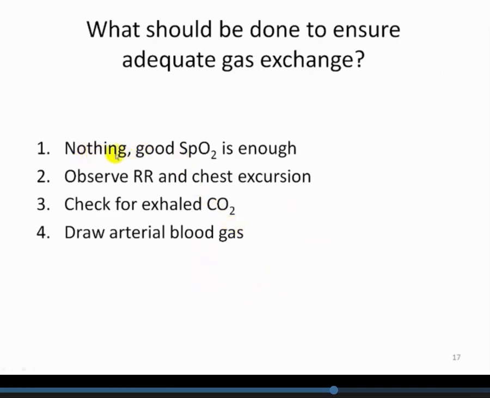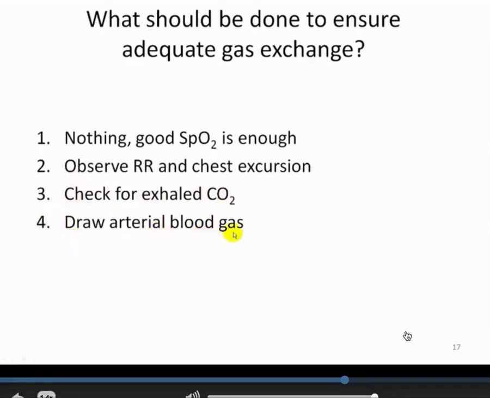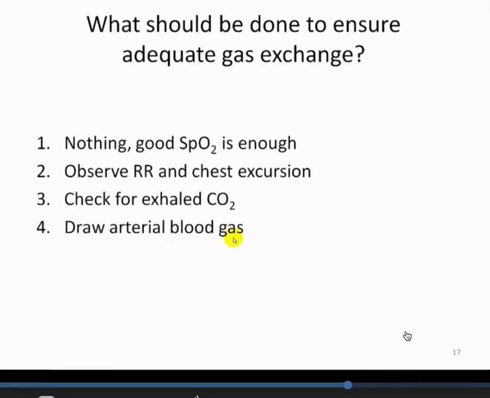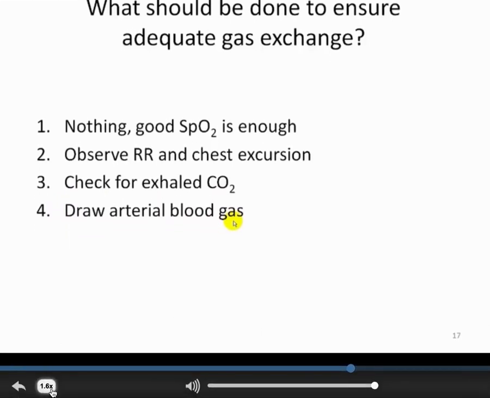So 4 options here. So nothing, the SpO2 is good. It's certainly at 100%. So you can observe the respiratory rate and look for chest excursions. You can check for exhaled CO2, using capnography. You can draw an arterial blood gas value. So again, which one of these would ensure that there's adequate gas exchange taking place? If you want to pause here and think about it, you can. And when you're ready to go, you can hit play and start up again.